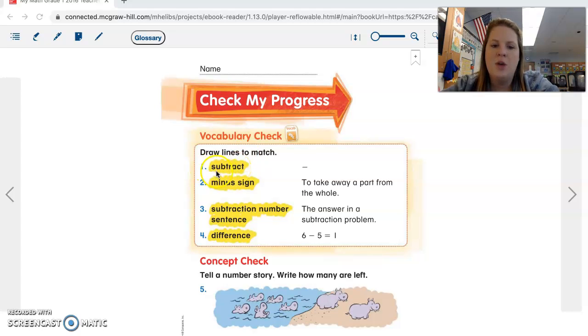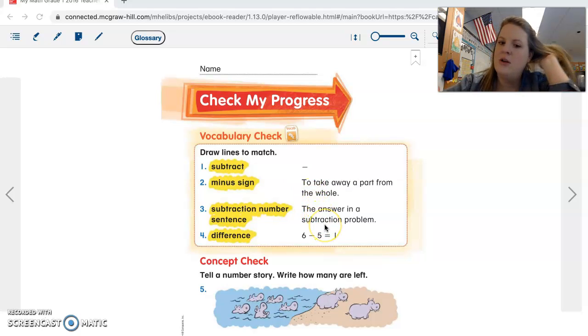So the first question, it says subtract. Subtract: is it this symbol, to take away a part from the whole, the answer in a subtraction problem, or is it 6 minus 5 equals 1? So which one of those is subtract? You're going to draw a line from subtract either to the symbol, take away a part from a whole, the answer in a subtraction problem, or 6 take away 5 equals 1. The minus sign is number 2.